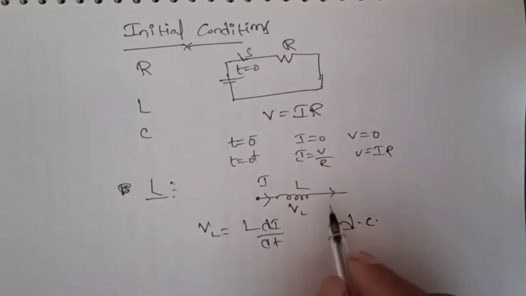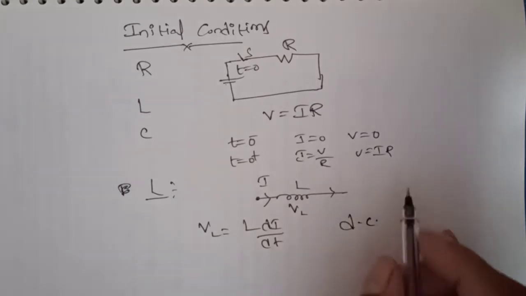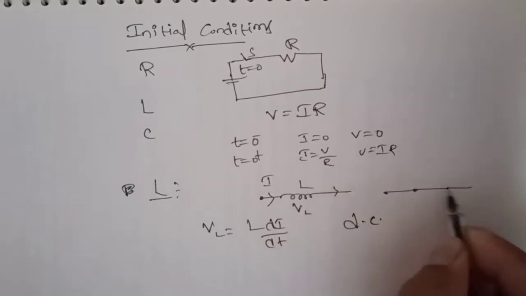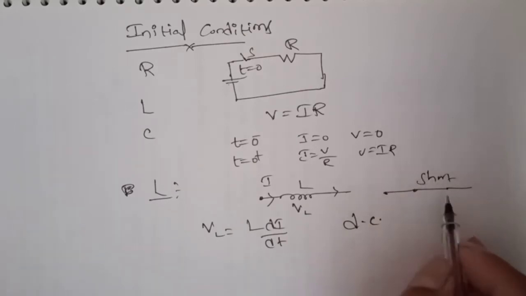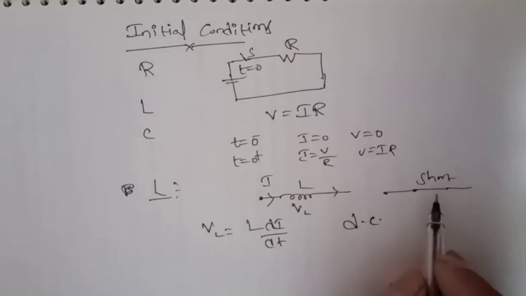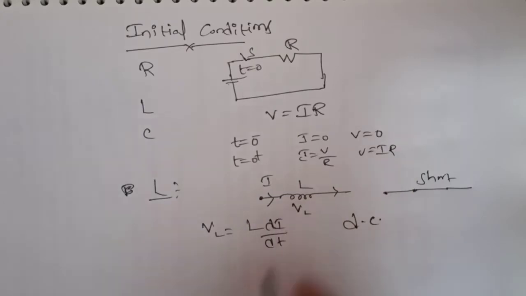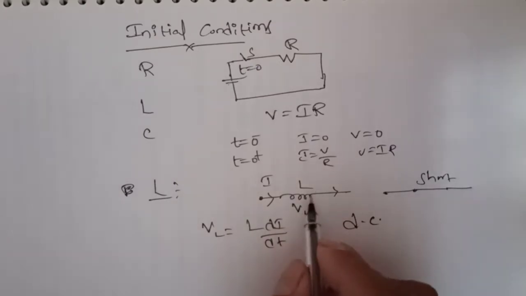So as far as DC quantities are considered, in steady state the inductor acts as a short circuit. This is one of the important points that we have to remember if you want to solve any steady state or transient analysis problems. As far as DC quantities are considered, in steady state the inductor acts as a short circuit, and we know that this is a storage element, that's why it will never allow sudden changes in the current. That means the current through the inductor cannot change instantaneously.